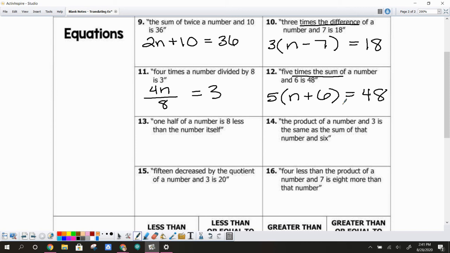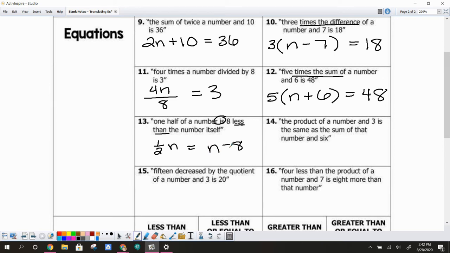For number 13, we have 1/2 of a number is 8 less than the number itself. So let's focus on this. We have the word is here, so I know there's going to be the equals. So I have 1/2 of a number on 1/2 of this. So 1/2 of a number, okay, is equal sign 8 less than the number itself. Less than is one of those turnaround phrases, so I know I need to put the 8 last. So 8 less than the number itself, n.